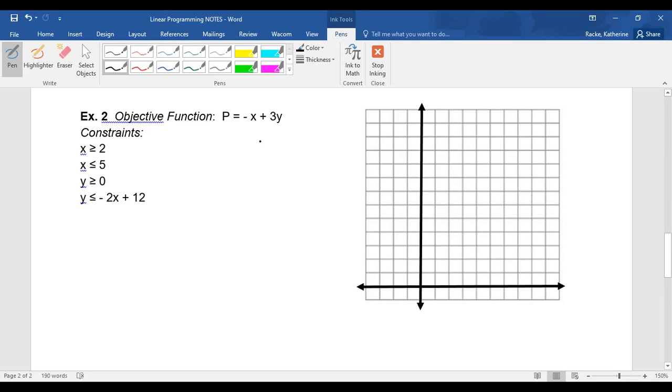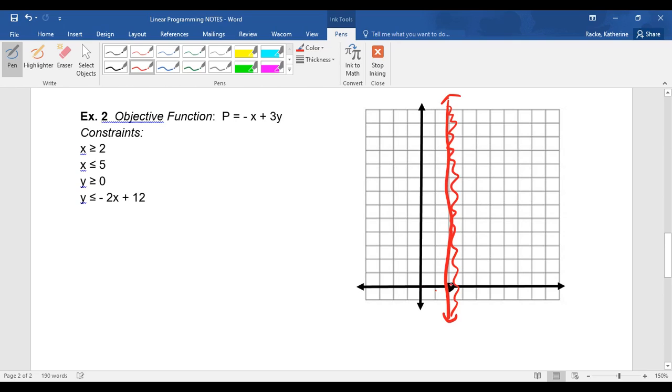All right, so with example 2, our objective function is p equals negative x plus 3y. So I'm going to begin by graphing my constraints. I have x at 2, and it is just a vertical line. Solid because it's equal to, it is greater than 2, so I'm going to be on this side.